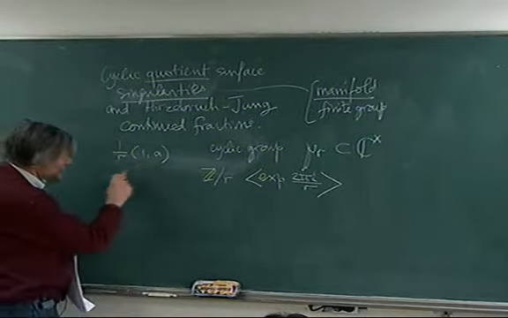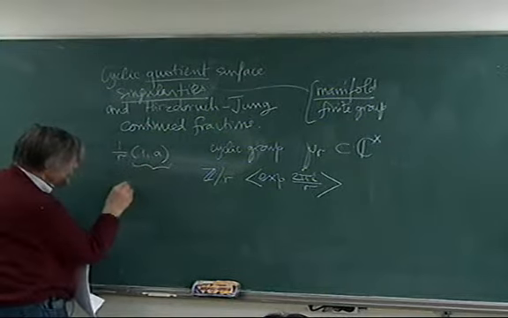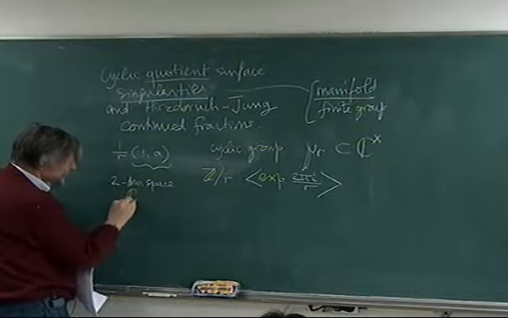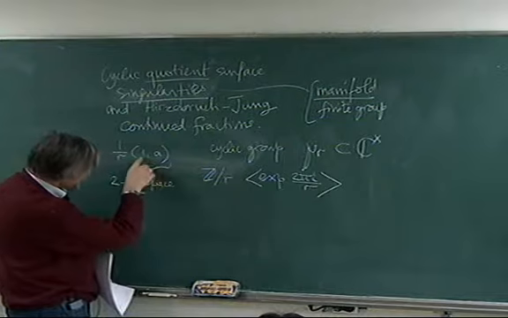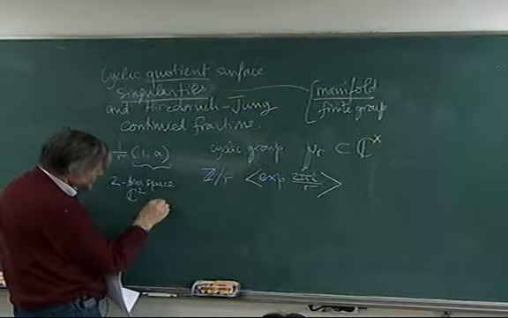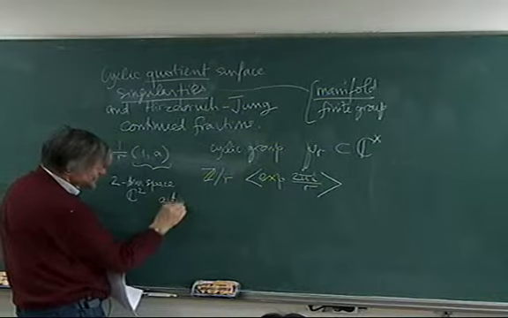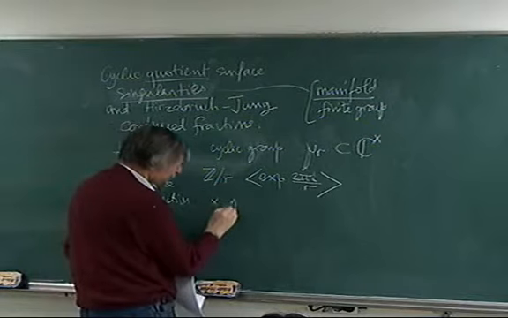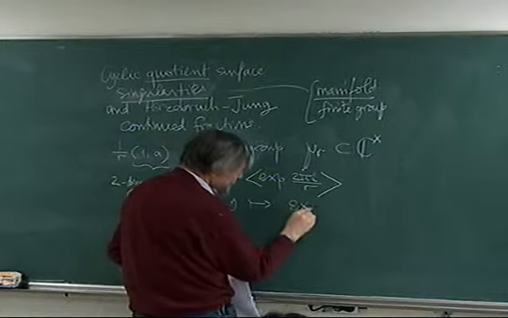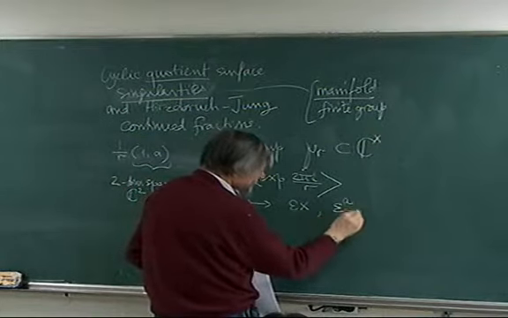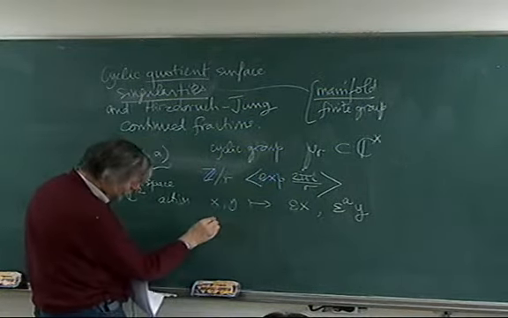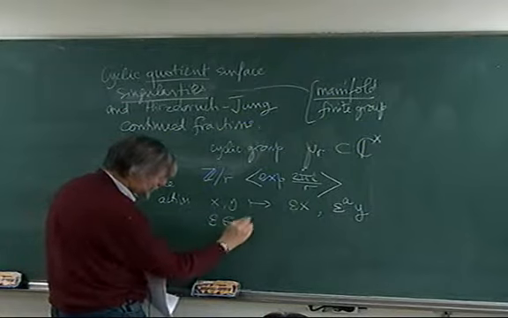And the rest of the notation here, this means that we have two-dimensional space, C2, and these are characters of the group mu R, with the action x, y maps to epsilon times x and epsilon to the power of a times y, where epsilon is in mu R.